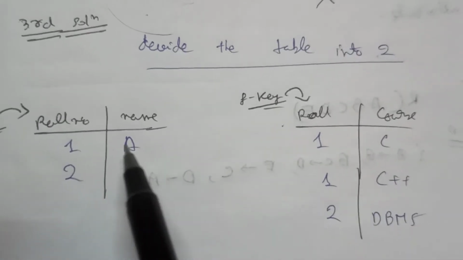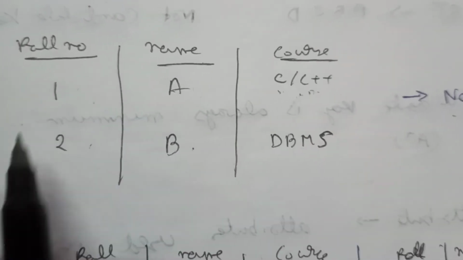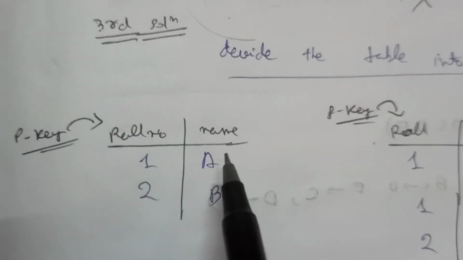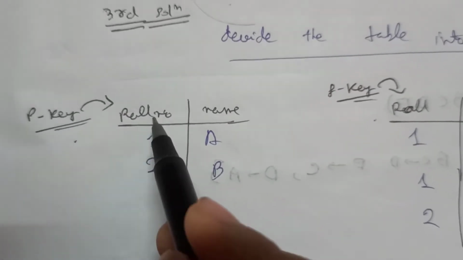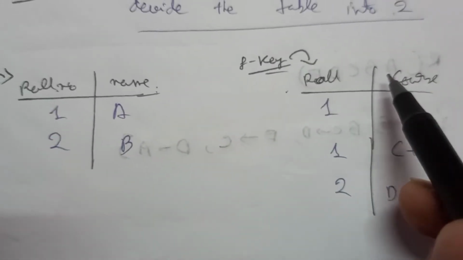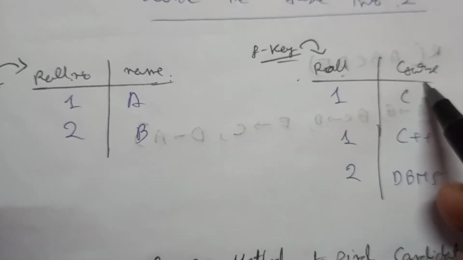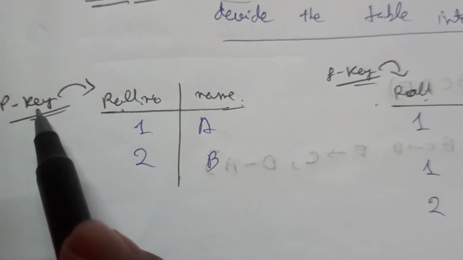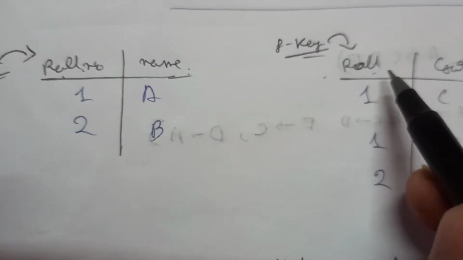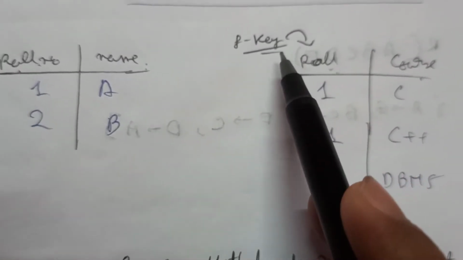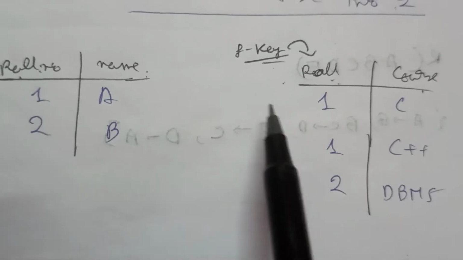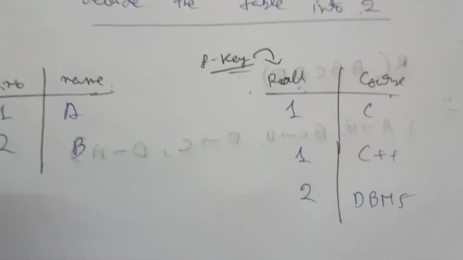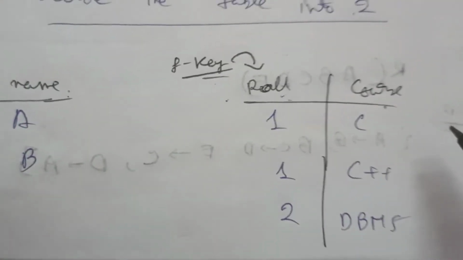Let's see here. We will divide this single table into two different tables. This table will have roll number and name, and this table will have roll number and course. Here roll number is the primary key, and here this roll number will act as our foreign key. You will get the primary key and foreign key concepts from the SQL playlist.